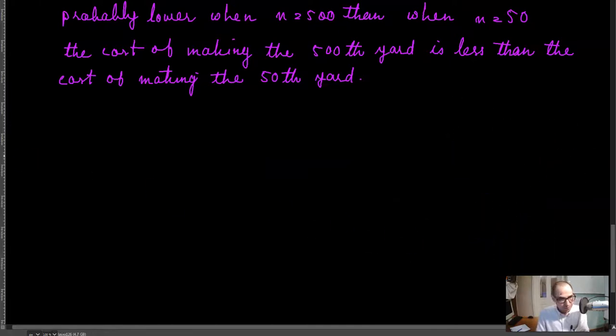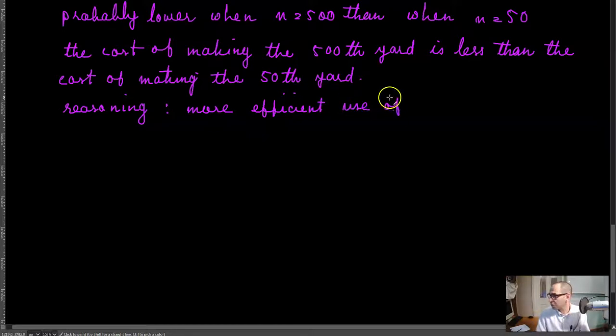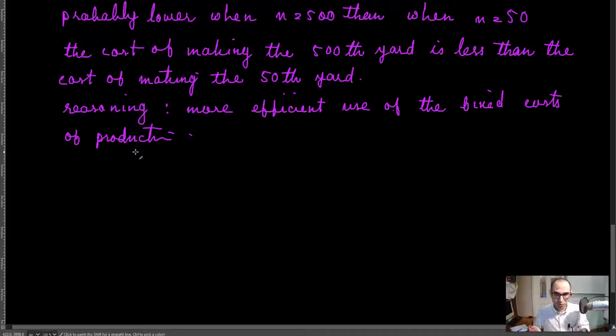Now, the reasoning that the text has used for this is that the manufacturer makes more efficient use of the fixed costs of production. Now, whatever that means, I don't really know. I don't know much about economics, but that's the reasoning that the text has used here.